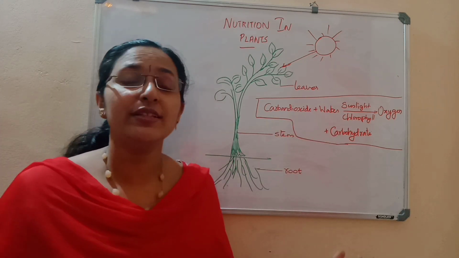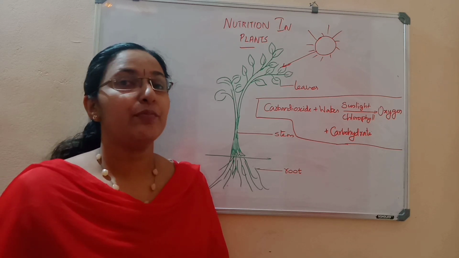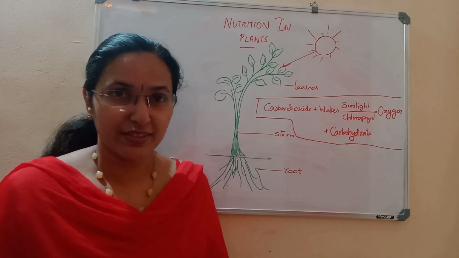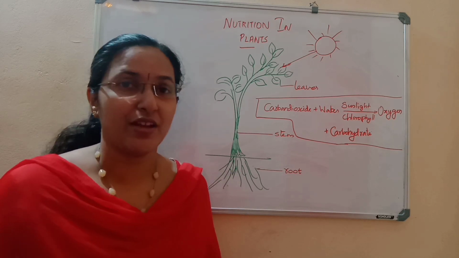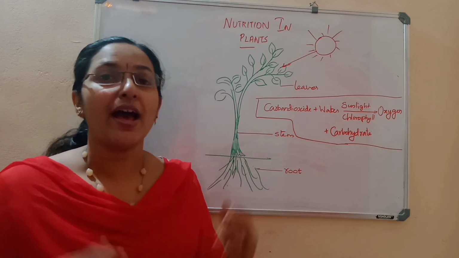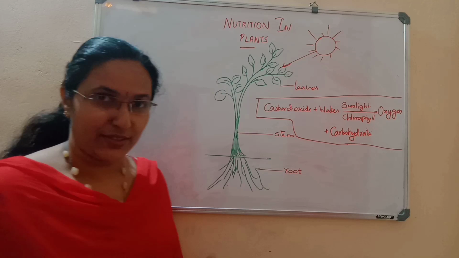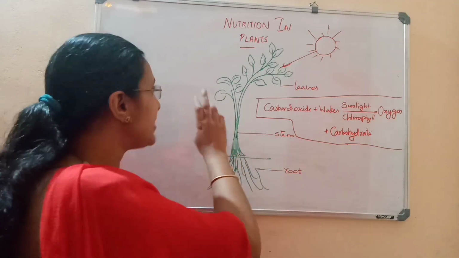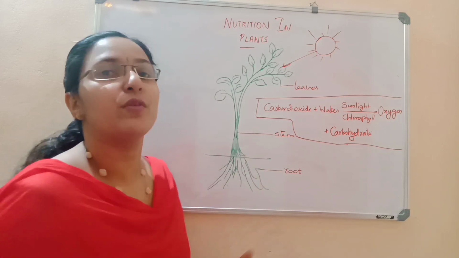Next we can study how this carbon dioxide is obtained by plants. Their food is prepared in leaves, and leaves contain small pores known as stomata. Stomata can absorb carbon dioxide from the atmosphere, and stomata are guarded by guard cells also. So stomata present in the leaves can absorb carbon dioxide from the atmosphere.